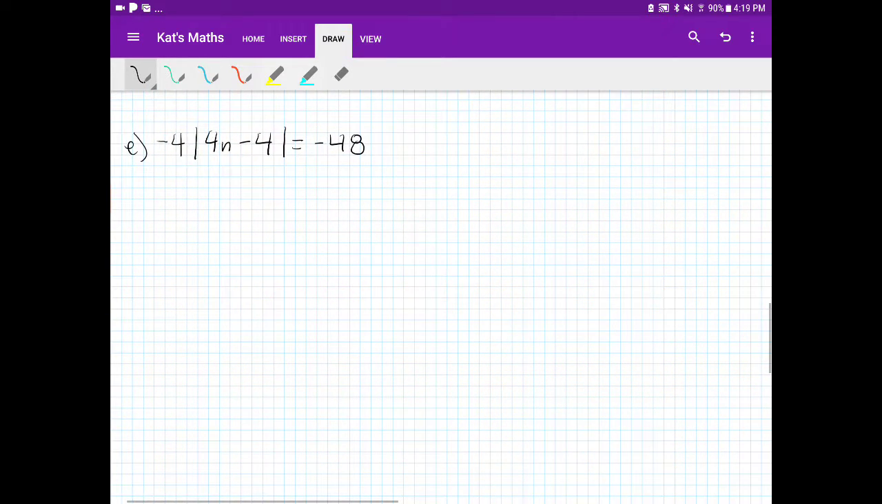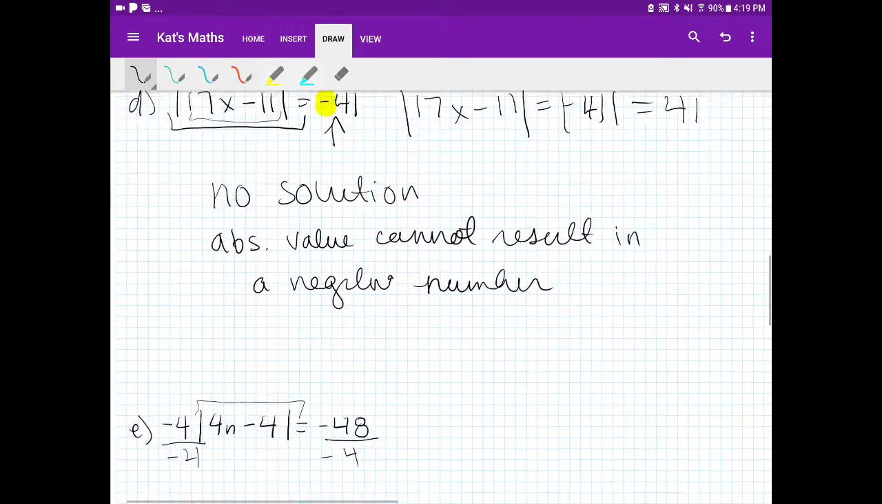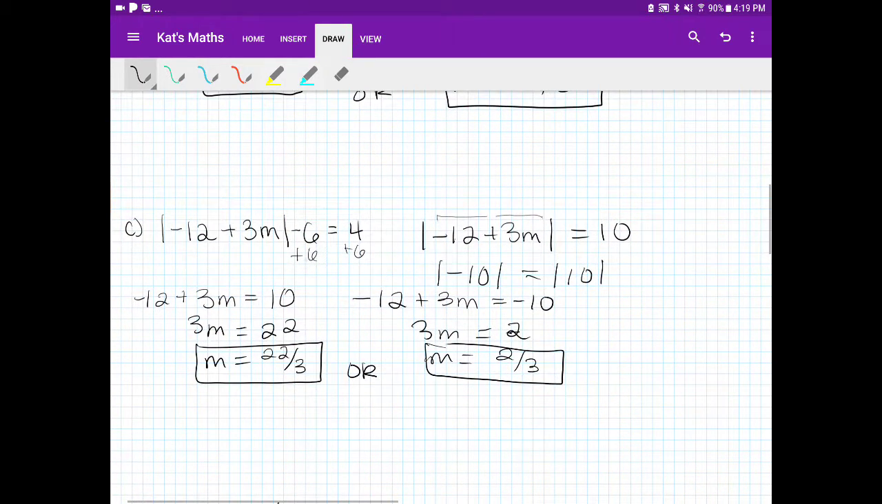So in this last example, I have negative 4 times the absolute value of 4n minus 4 is equal to negative 48. So here the negative isn't an issue because we're multiplying by a negative outside of the absolute value. So even though this comes out positive, you multiply it by a negative, it'll be negative. So we're going to divide this 4 over. It's just like the algebra we had to do a few up, right here when we added the 6 over.